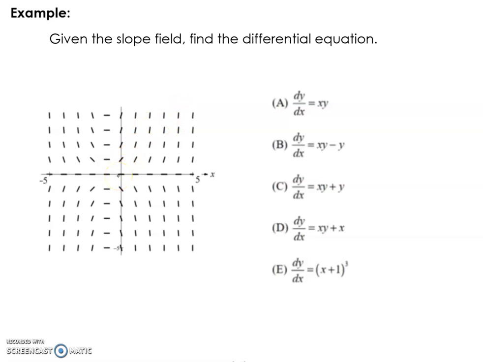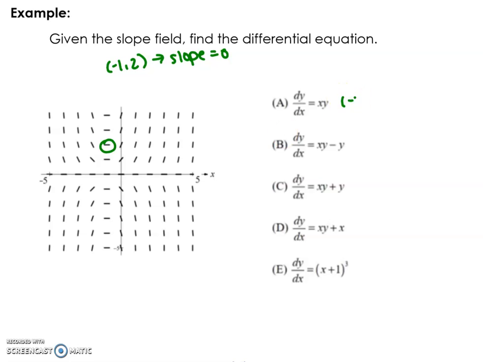So I always focus on the slopes that are either undefined or equal to 0, because all the slopes that aren't undefined or 0 are hard to figure out exactly what the slope is. So I'm going to pick this point right here. That's the point -1, 2. And I can tell that that slope is equal to 0. So I'm going to plug those in.